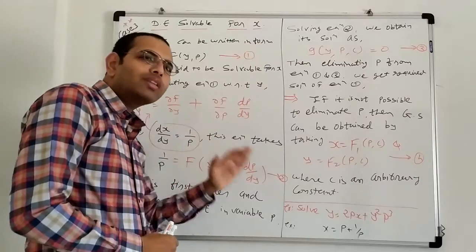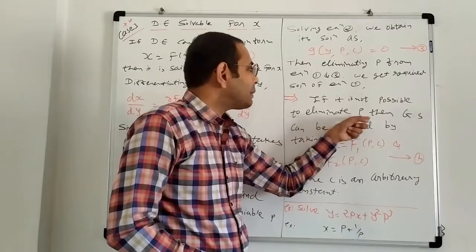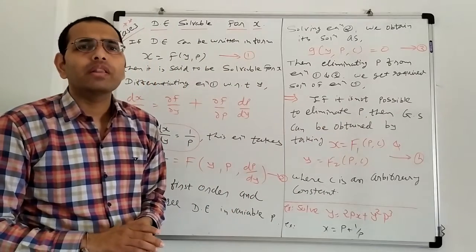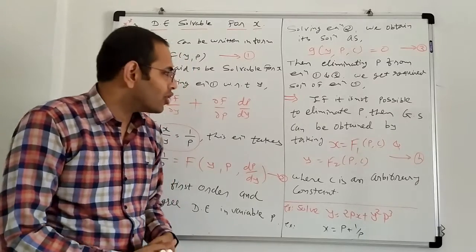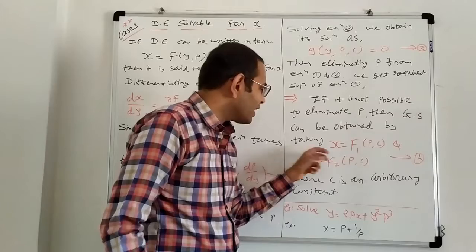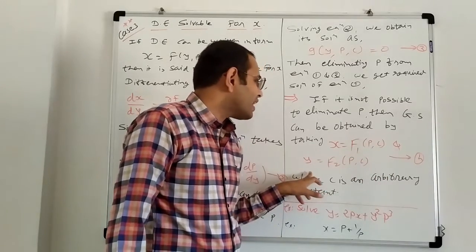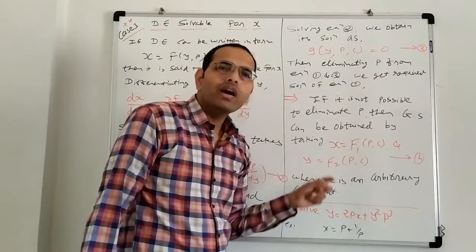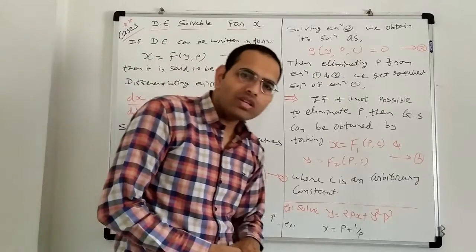The same steps were already learned in the last lecture, case 2, solvable for y. In both cases, if it is not possible to eliminate p, then we obtain the general solution by taking x equal to f1 of p comma c and y equal to f2 of p comma c. That is equation number 4, where c is an arbitrary constant.